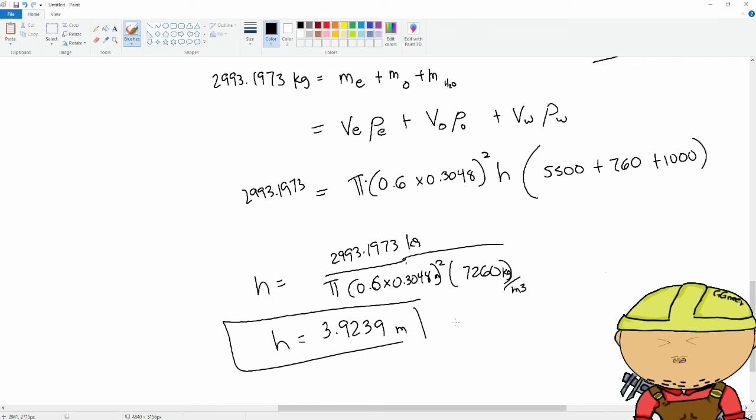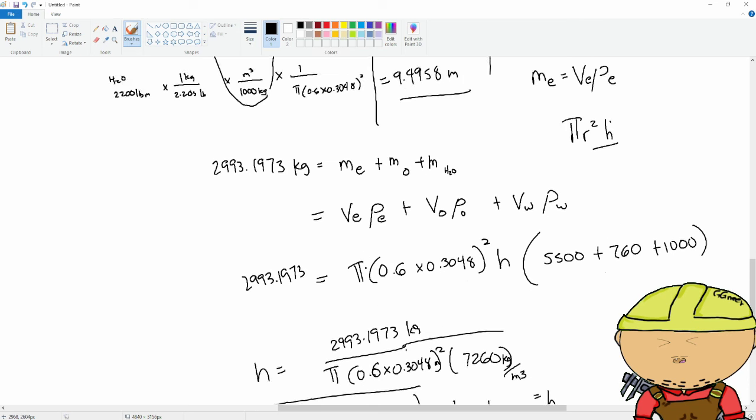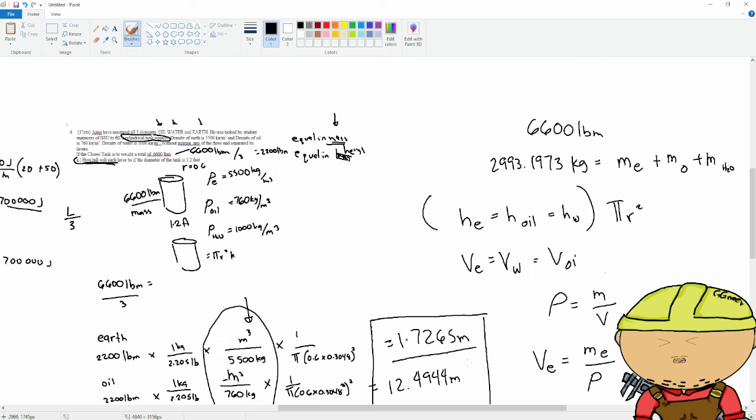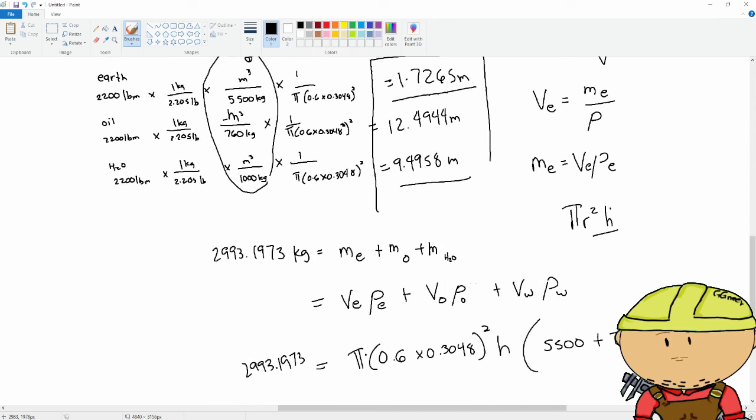Okay, this will be the height of the oil. This will be the height of the earth. This will be the height of the water with equal height. Okay, that will be equaling into 6,600 pound mass of the tree.